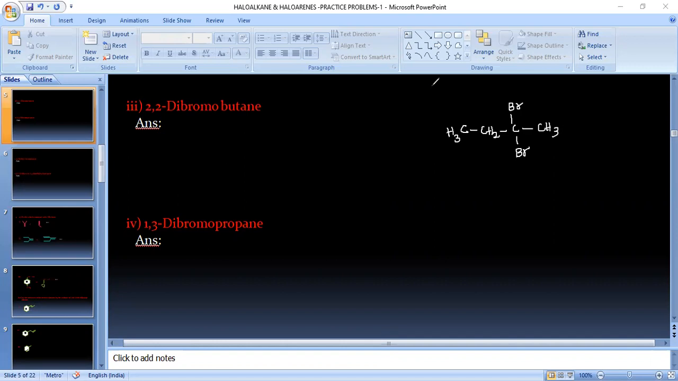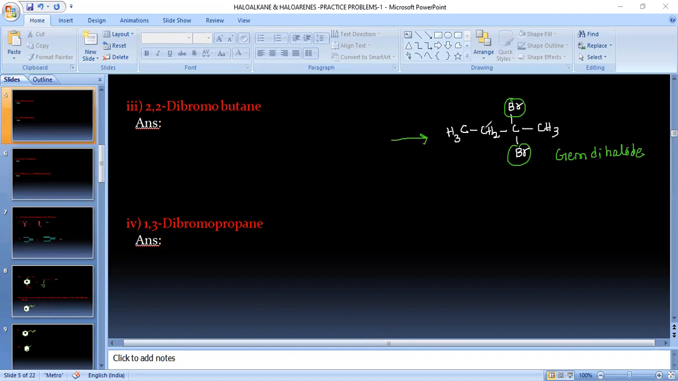So this is an example of gem dihalides, isn't it? This is an example of what? Gem dihalide. Geminal. That means two halogens are attached to the same carbon. Okay. We need to prepare this one.